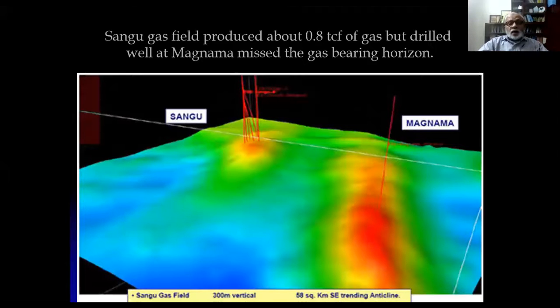This is one small structure which we know in the Bay of Bengal, in the continental shelf, which is known as Sangu, where we could get 0.8 TCF gas. But another big structure we missed gas because of the wrong drilling location. However, that will be solved in future.